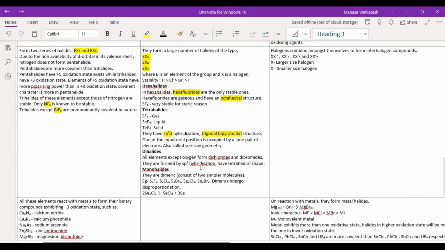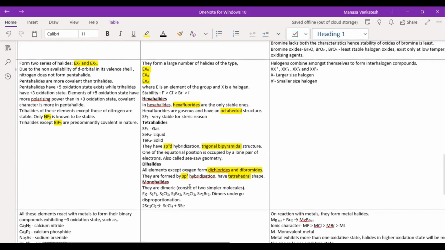Next is dihalides. Except for oxygen, all of these elements form them. They can form dichlorides as well as dibromides. Now, in this case, for the dihalides, the hybridization is sp3, and the shape is going to be tetrahedral. And monohalides are dimeric, which means they consist of 2 simpler molecules, and they can undergo disproportionation. As I told you, disproportionation is the simultaneous oxidation as well as reduction. So these monohalides can undergo disproportionation reactions.